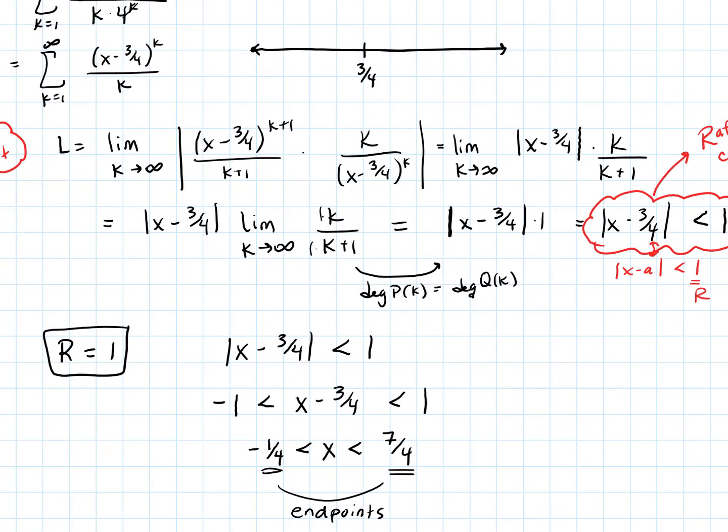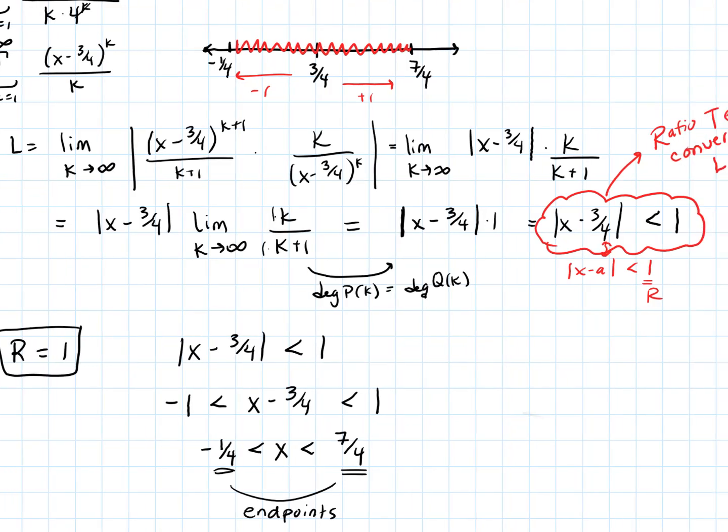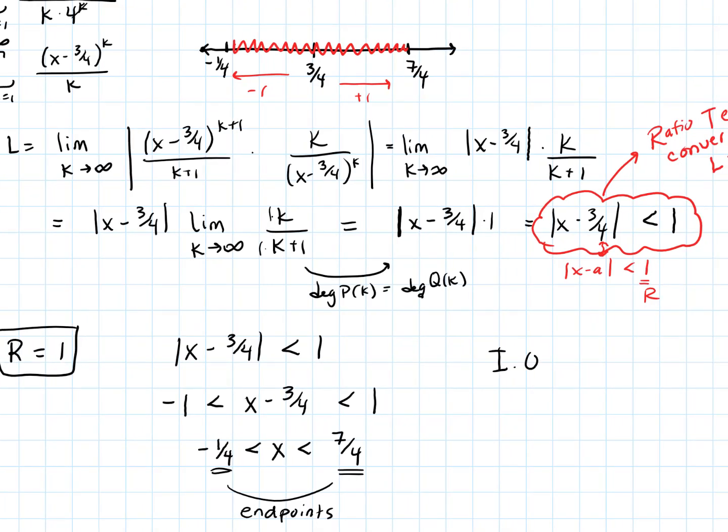If I go back to my visual here as well, my radius of convergence was 1, so if I add 1, I end up at the endpoint 7/4, and if I subtract 1, I end up at the endpoint -1/4. So I know that I have convergence for everything in between. Right now my potential interval of convergence has to be between -1/4 and 7/4. The only thing I don't know yet is if I should put a bracket or a parenthesis.